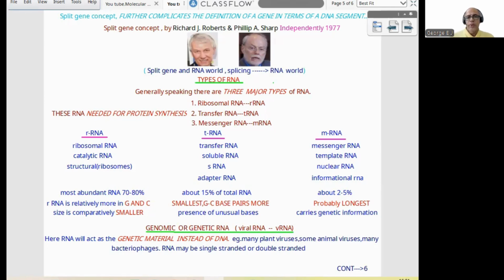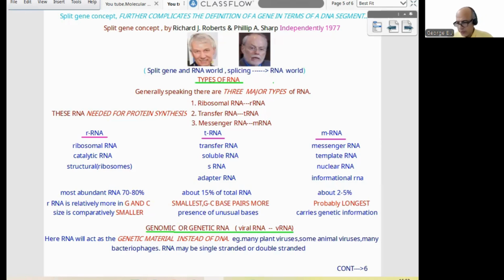Now we have to proceed to types of RNA. Generally speaking, there are three major types: ribosomal RNA (rRNA), transfer RNA (tRNA), and messenger RNA (mRNA). These three will be working hand in hand for protein synthesis. Mainly three types, then some additional items are there.